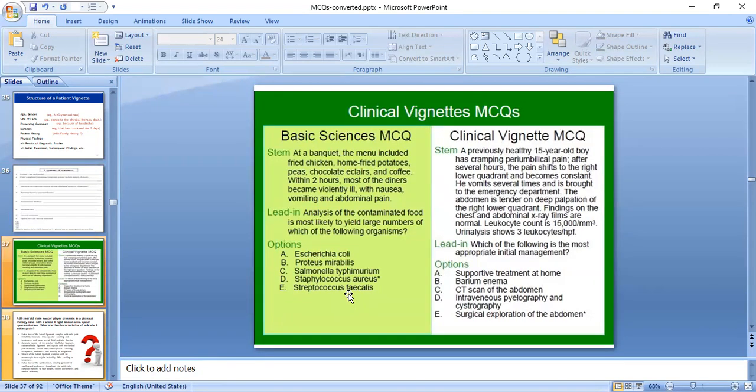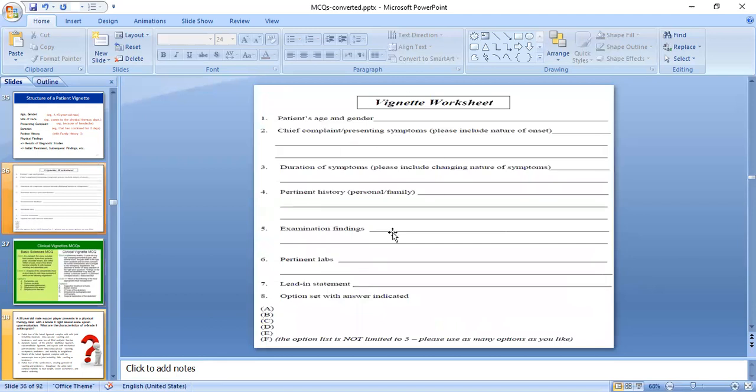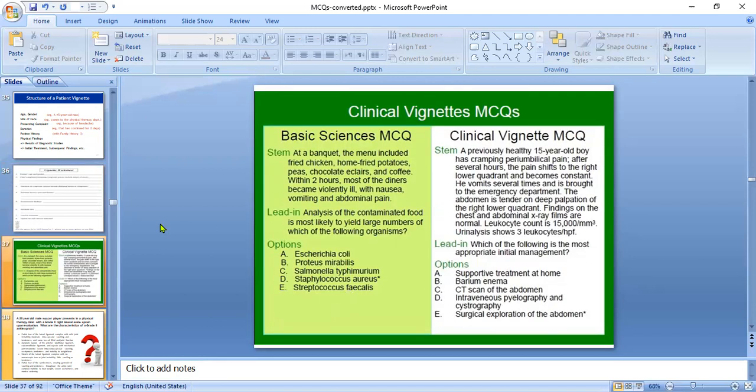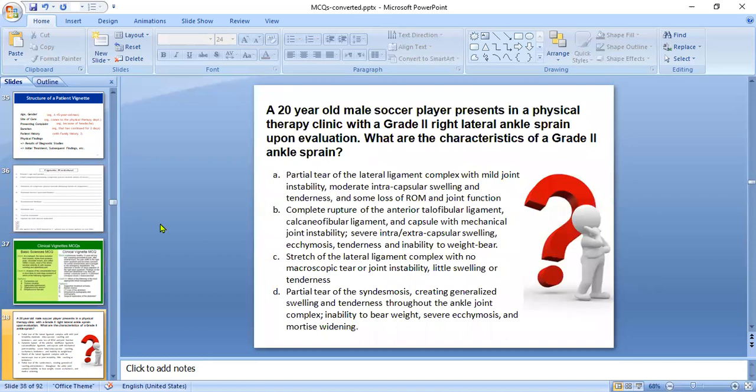These are just examples of this question. So when you are going to construct an MCQ of the vignette, that clinical MCQ, it should contain the stem, and the stem contains all the information which we discussed previously. And then the question, the lead-in component, and then there should be options. There are some examples in the upcoming slides about clinical vignettes and their MCQs.